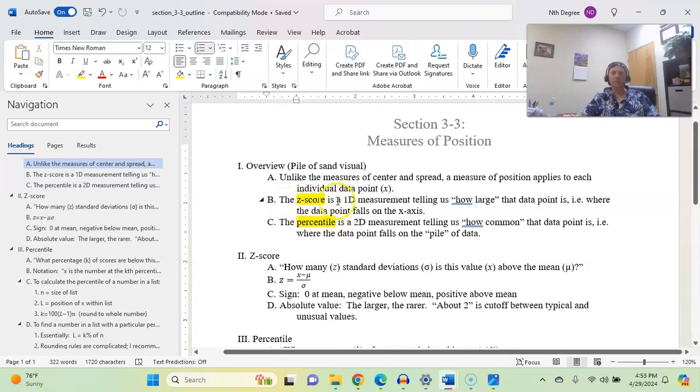The z-score is going to be a one-dimensional measurement from left to right, telling us how large that data point is. In other words, where that data point falls on the axis. By contrast, the percentile is a two-dimensional measurement, area, and that's going to tell us how common the data point is. In other words, where the data point falls on the pile of data. So remember this distinction. We've been discussing this duality of data for quite a while now.